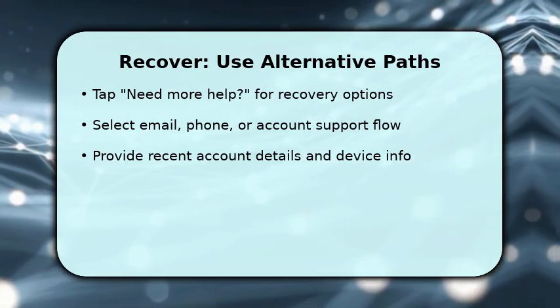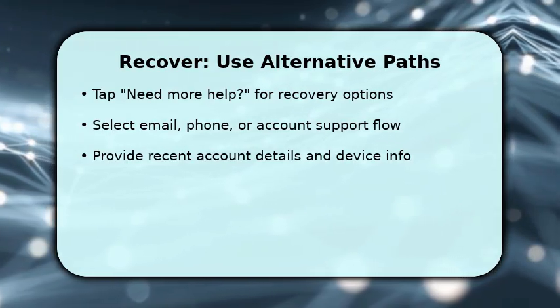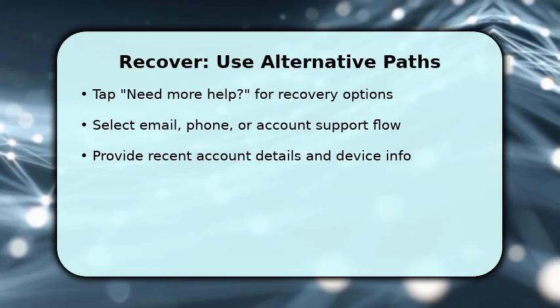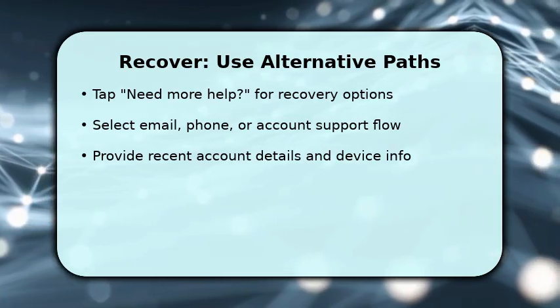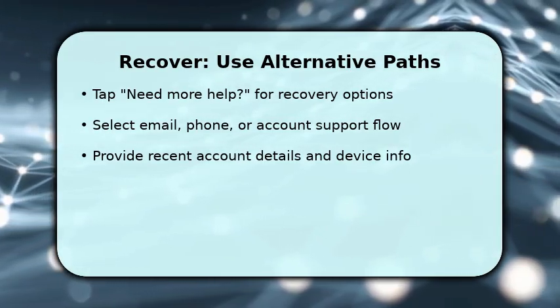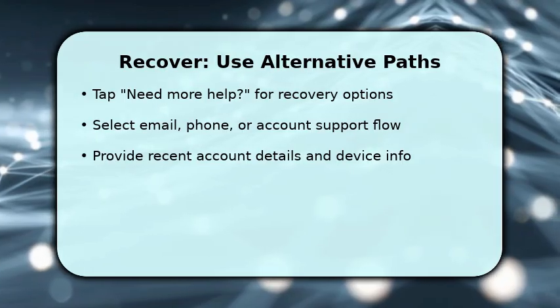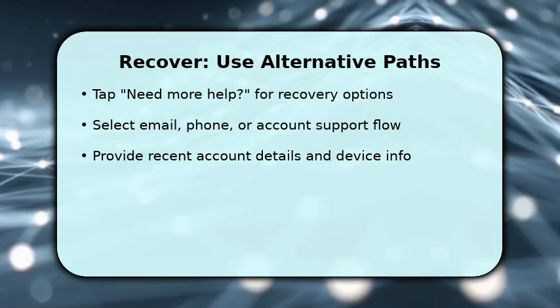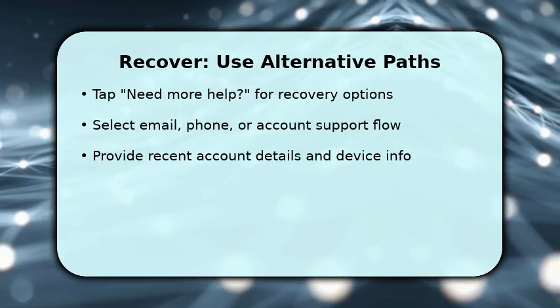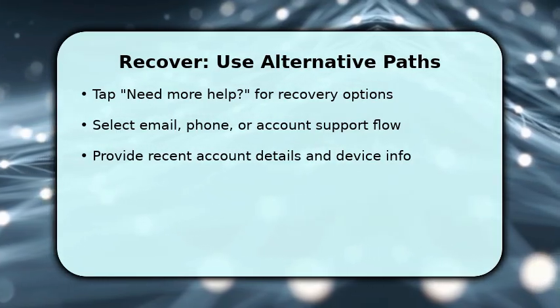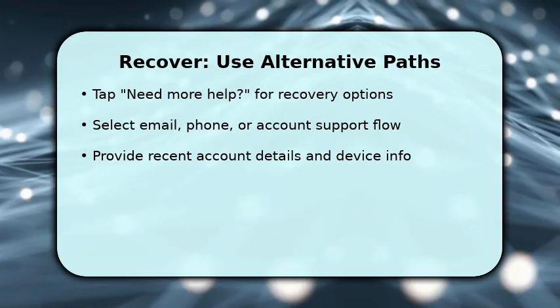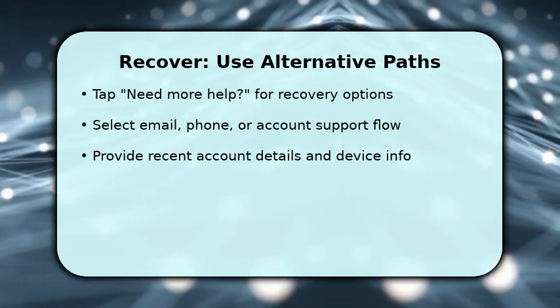If those aren't available, request account support, then enter recent details like full name, previous passwords, and device types you used. Explain clearly why you can't receive codes. Instagram uses this info to verify identity, so be precise. Once submitted, monitor the email you provided. Responses typically include steps to regain access without a code.